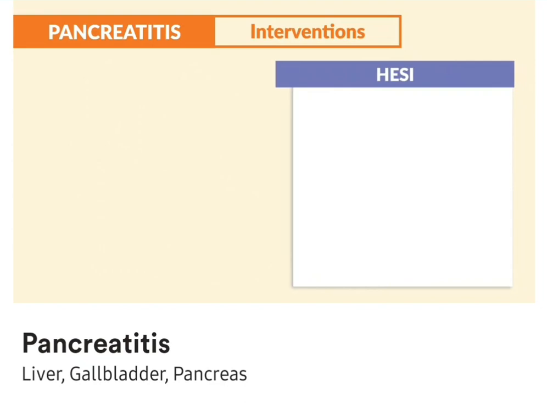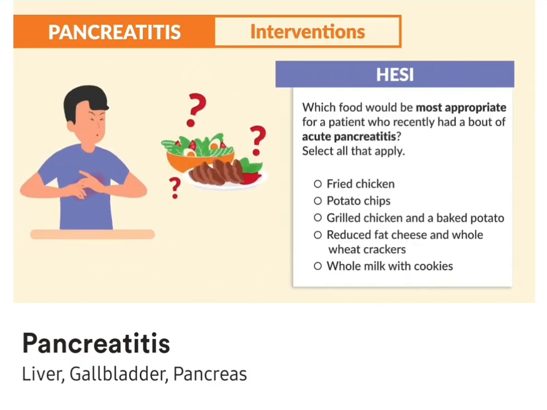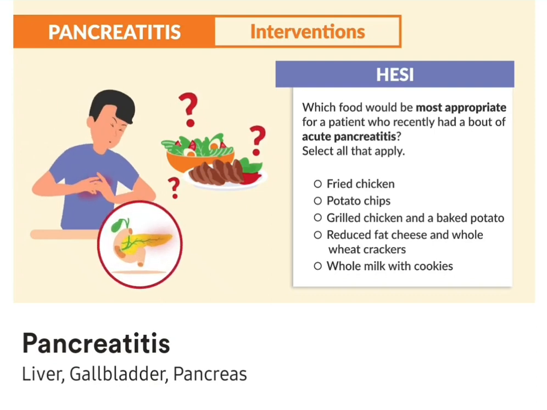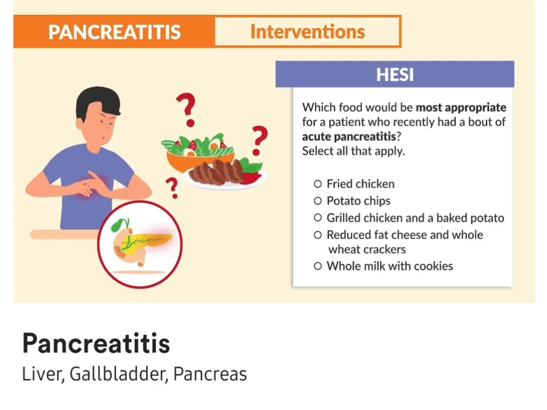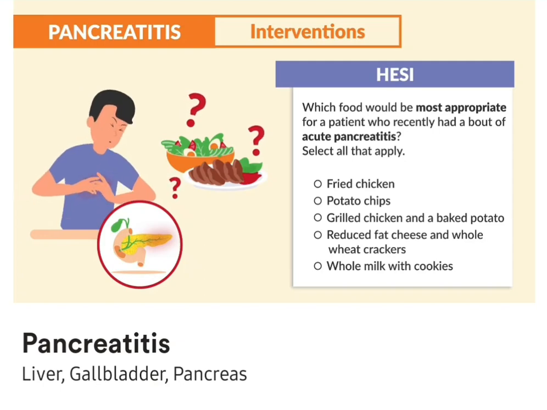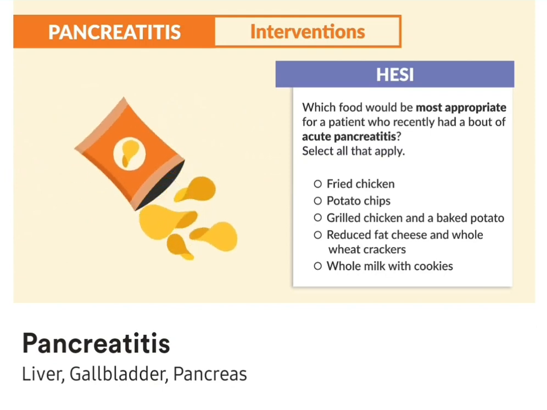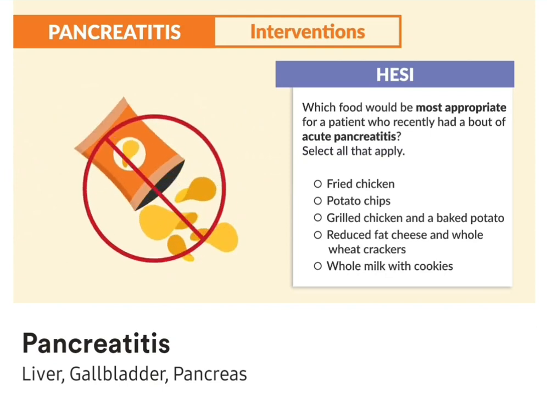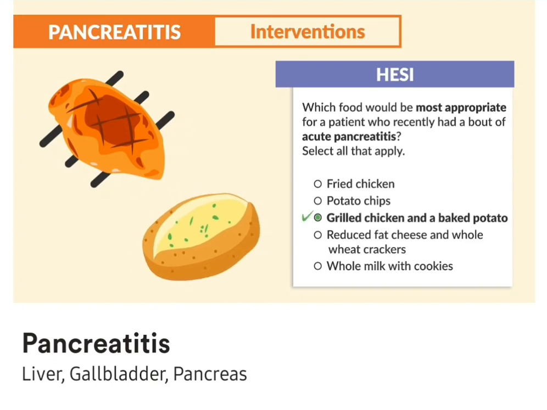Now Hesse mentions, which foods would be most appropriate for a patient who recently had a bout of acute pancreatitis? Select all that apply. So remember, before looking at the options, just think low fat and low sugar. So fried chicken, do you think that's okay? No, there's way too much greasy fat. How about potato chips? Nope, too much fat. How about grilled chicken and a baked potato? Yes, the key term there is grilled chicken.